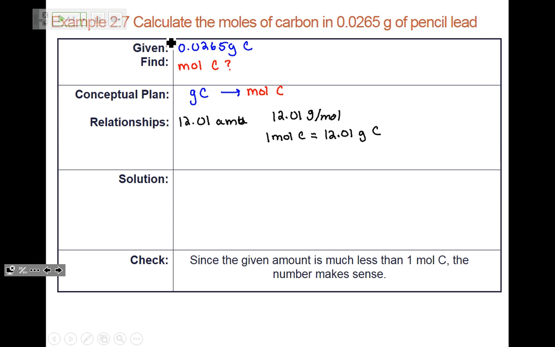Now again, I'm writing carbon down because remember, I cannot use this relationship to calculate the mass of calcium because 1 mole of calcium does not have this mass. So this mass is specifically for carbon, so I'm being really clear with my units. So we start with the amount of grams of carbon that's given, and I can use this relationship and this relationship only to convert that to moles of carbon.